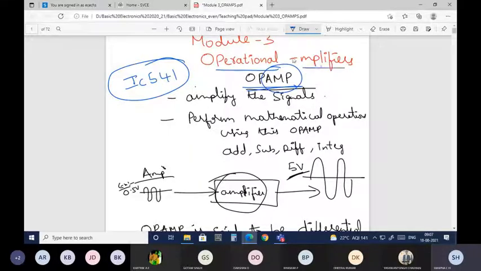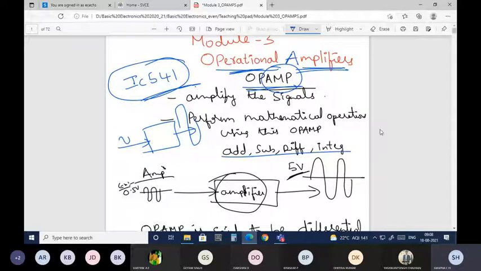Operational amplifier. Amplifier in the sense it has to amplify the signals. Say I have some black box. If you give some low-amplitude signal to that black box, it has to amplify it. It means it has to improve the strength, the amplitude, of the signal. That is the reason it is said to be an amplifier circuit. IC 741 is the op-amp, which is nothing but the amplifier circuit. Along with the amplification, it also provides some mathematical operations like addition, subtraction, differentiation, integration.